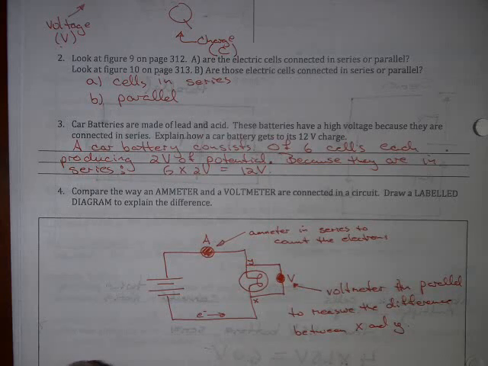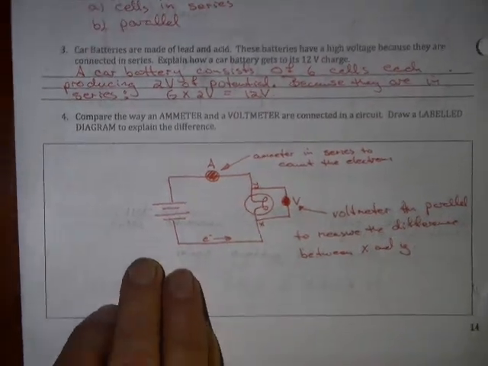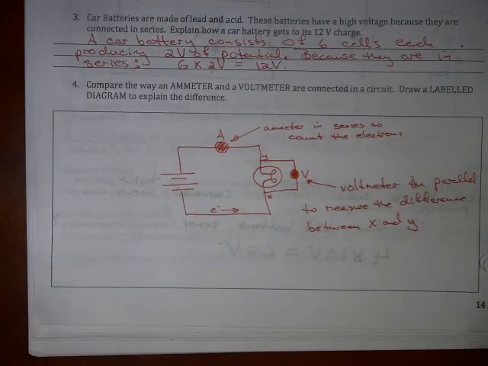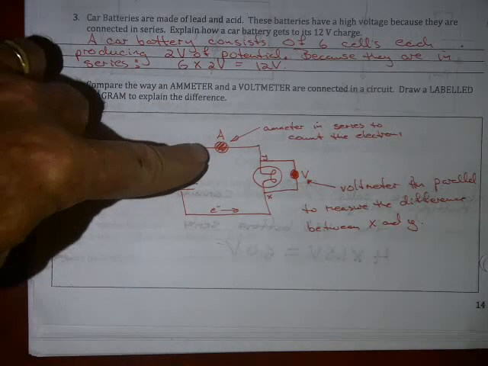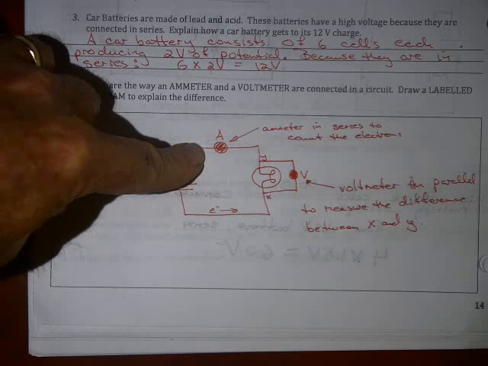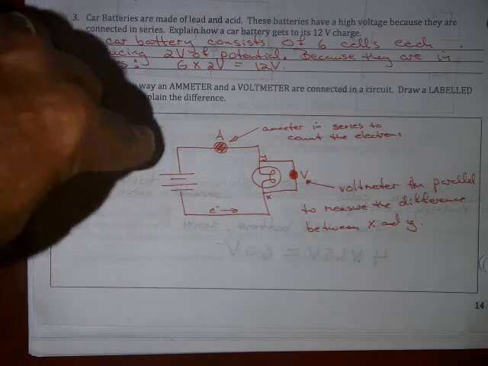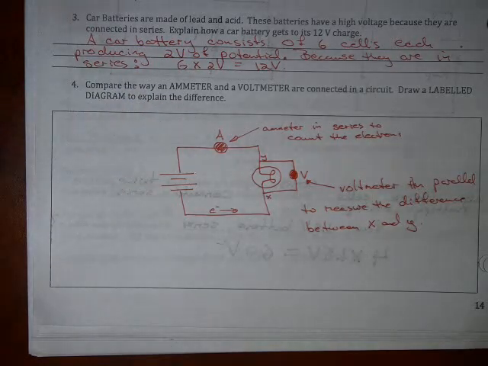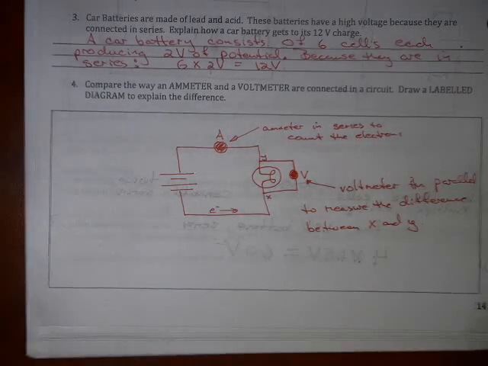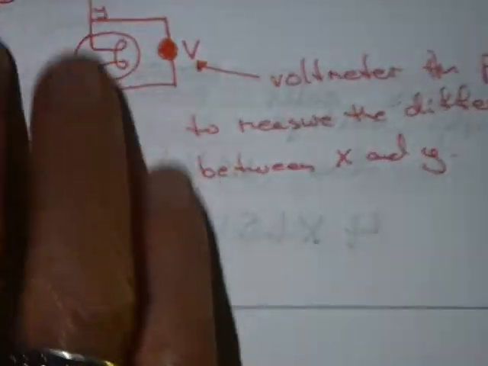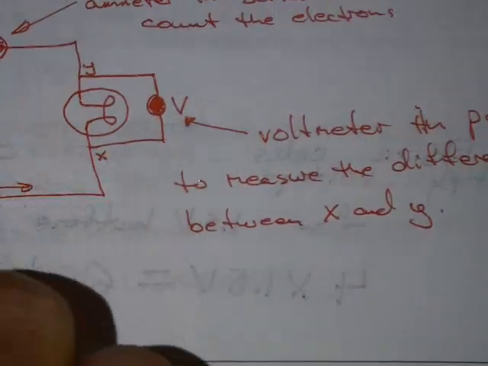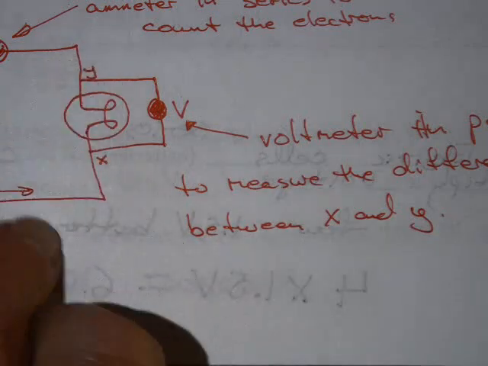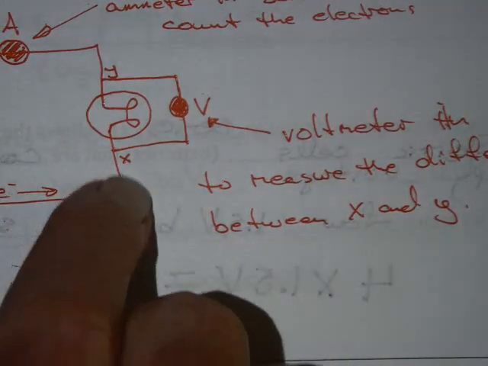Number 4, diagramming the ammeter and the voltmeter. I pretty much copied what I saw in the textbook. An ammeter has to be in series, in the line, in order to count the electrons as they go through. I put an X and a Y to make sense of my description. You can see the X is here and the Y is here. The electrons are flowing in this direction.